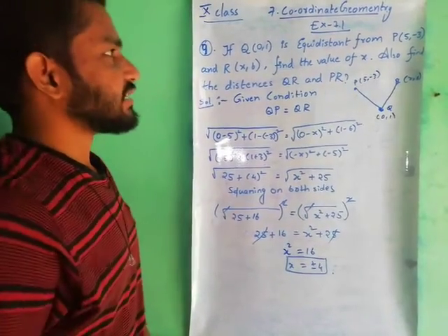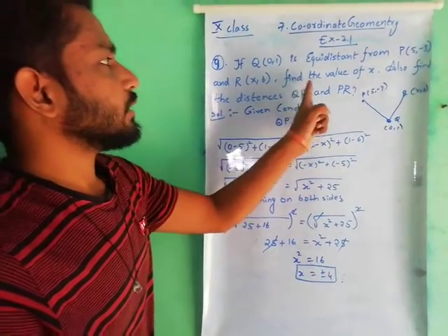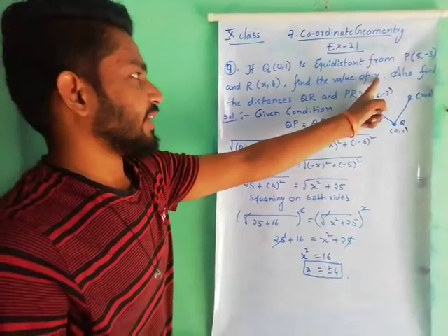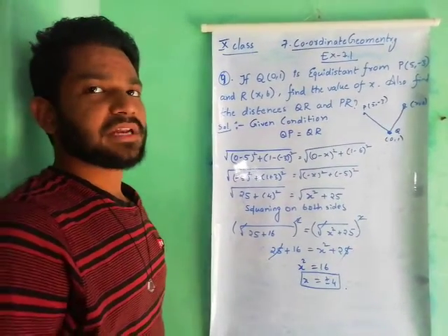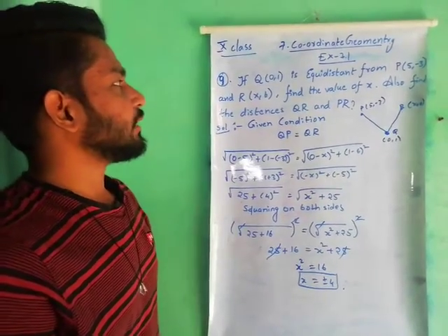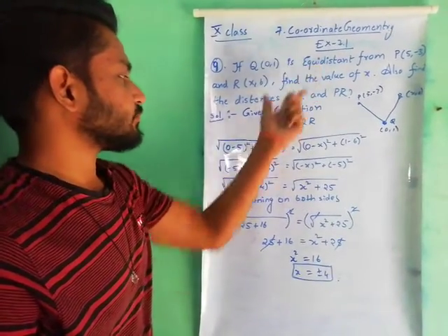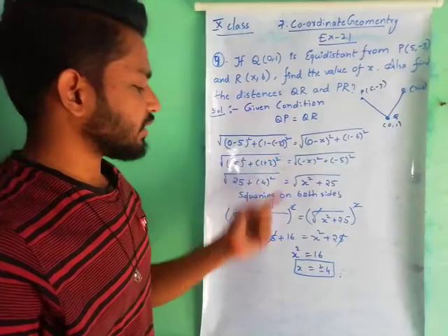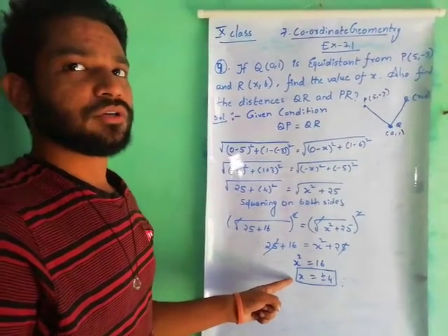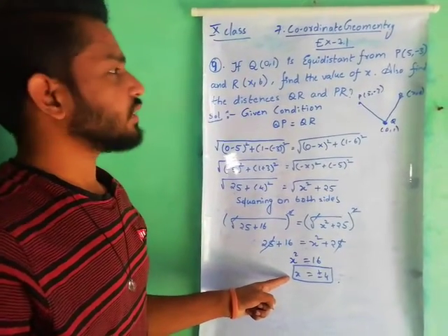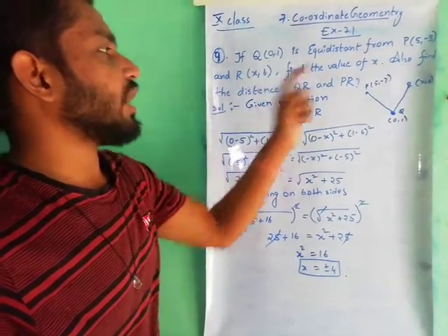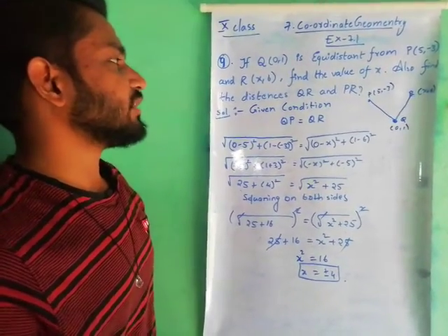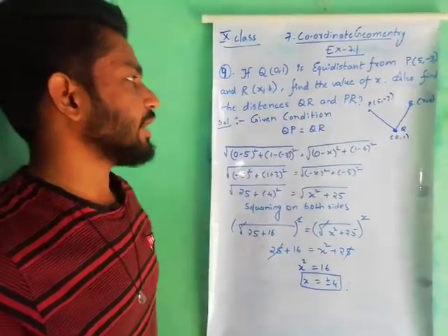So one task is over: find the value of x. Here we are getting x equal to plus or minus 4, simply by using the given condition and the distance formula. Also, find the distances QR and PR. Now we have to find the distances QR and PR.